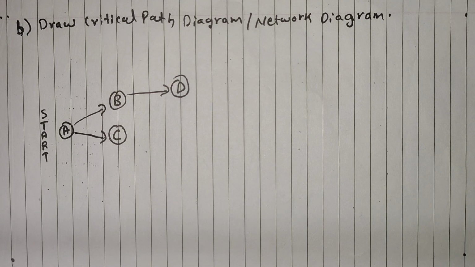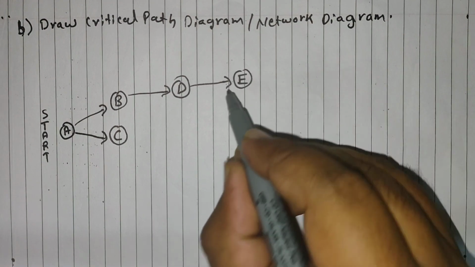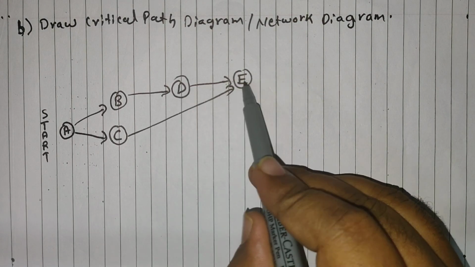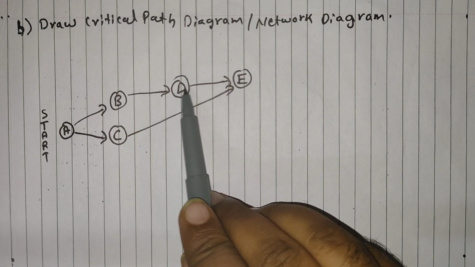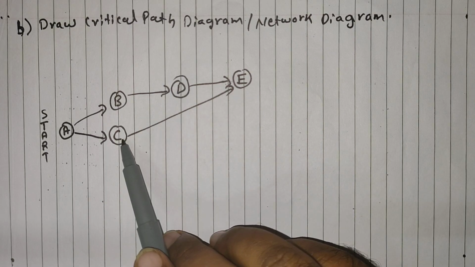Now let's go to the next activity, that is activity E. Activity E will start after activity C and activity D. You can see there are two activities in the immediate predecessor, C and D. So that means activity E will start only after activity C and activity D are both done. So it will get arrows from D as well as C.